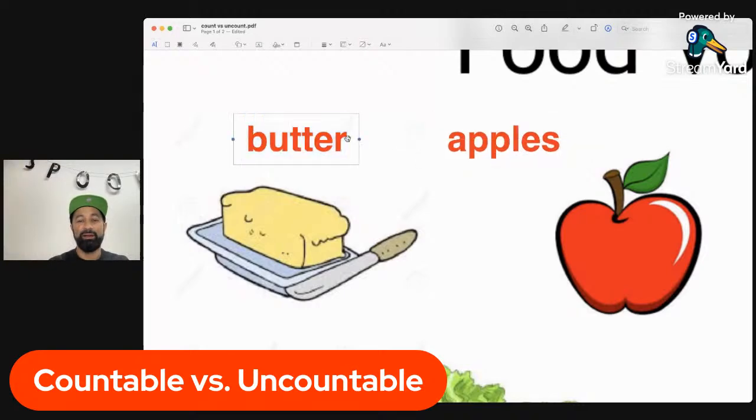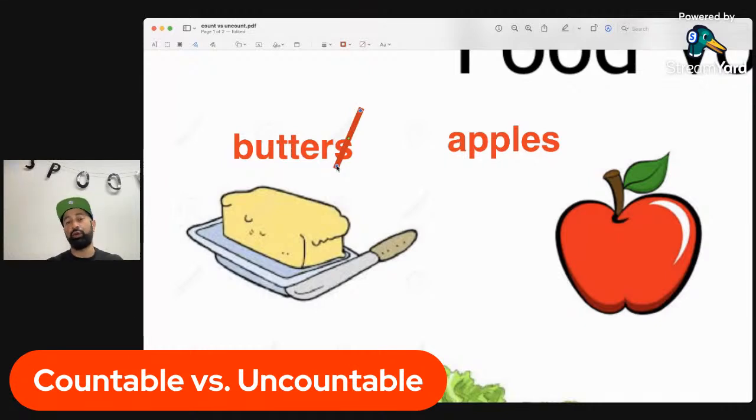Now, let's look at butter. With butter, we can never put an S. Okay, do not put an S on an uncountable noun. An uncountable noun never has an S. All right, so that's one really key point. Don't put any S's on your uncountable noun. Countable nouns, yes, you can add the S. Uncountable, no, please, no S with an uncountable noun.